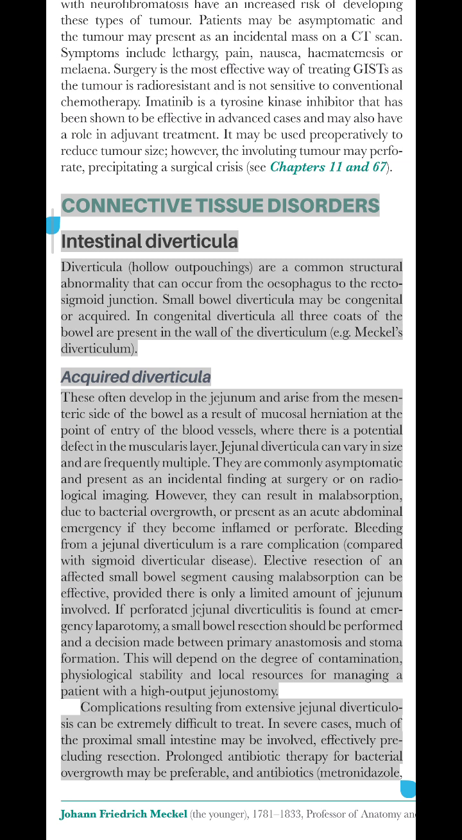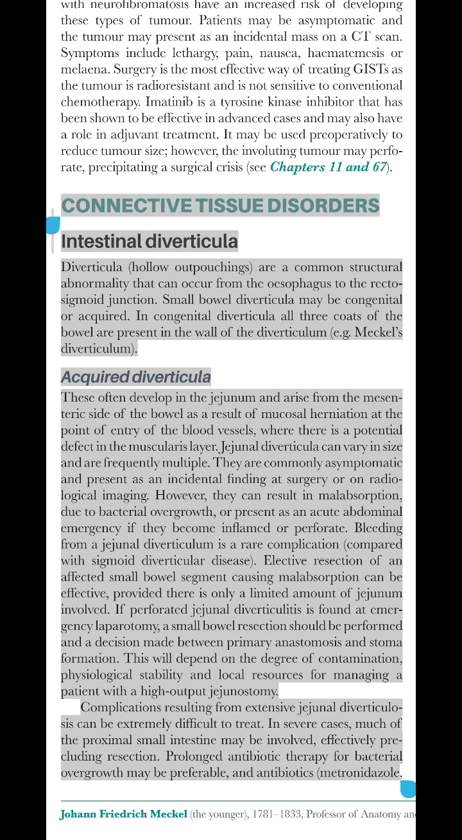They are commonly asymptomatic and present as an incidental finding at surgery or on radiological imaging. However, they can result in malabsorption due to bacterial overgrowth, or present as an acute abdominal emergency if they become inflamed or perforate. Bleeding from a jejunal diverticulum is a rare complication compared with sigmoid diverticular disease. Elective resection of an affected small bowel segment causing malabsorption can be effective, provided there is only a limited amount of jejunum involved. If perforated jejunal diverticulitis is found at emergency laparotomy, a small bowel resection should be performed and a decision made between primary anastomosis and stoma formation.